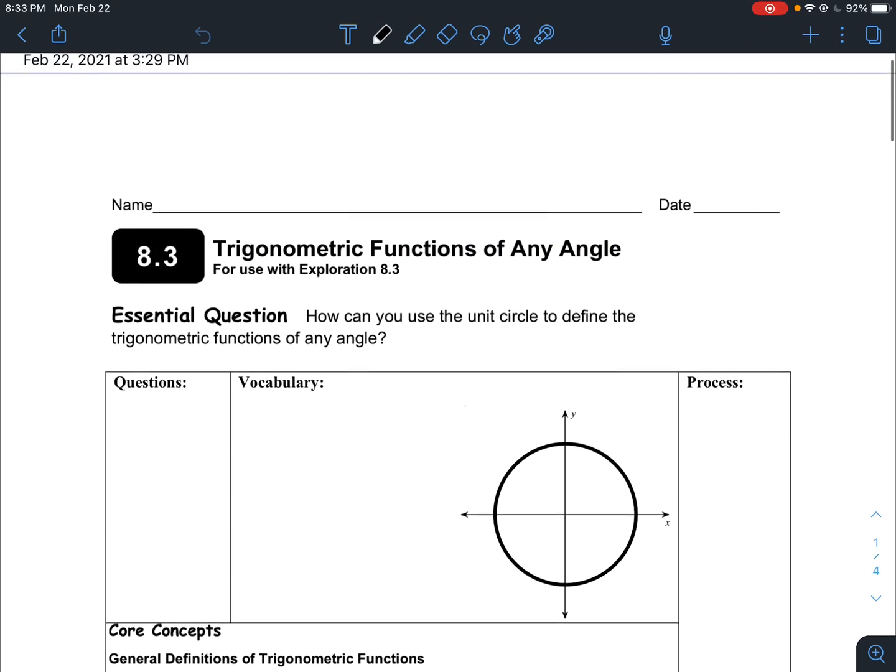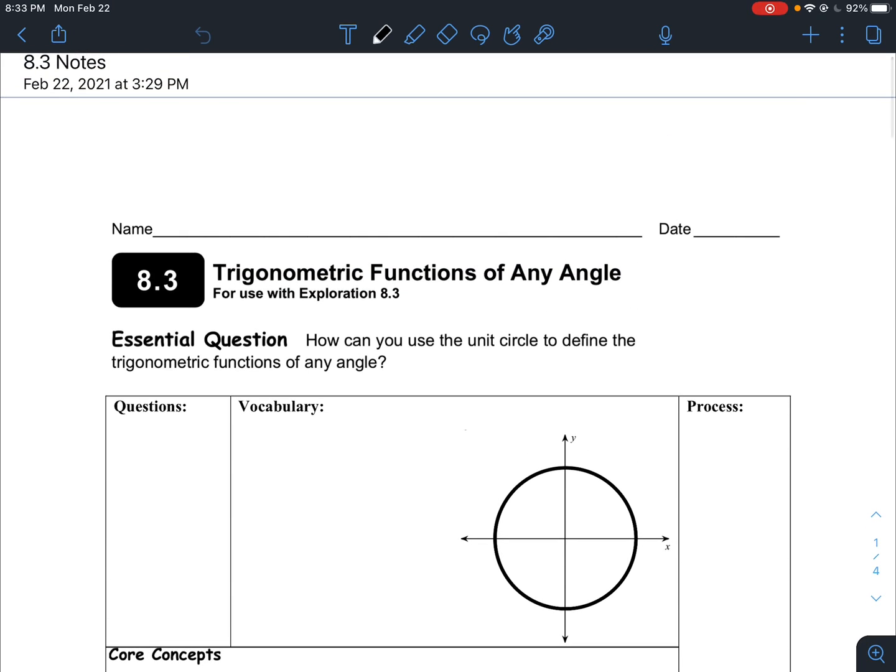Hey, what's up, SM3? We're going to be going over 8.3 this week. In this video, we're going to combine what we went over in 8.1 and 8.2.